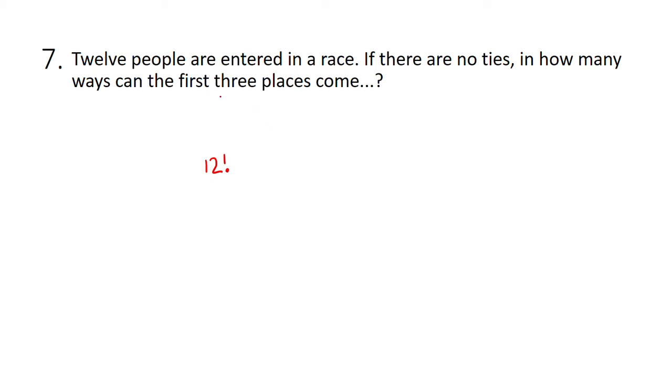Now, if we have the 3 places, and we're asking how many different ways to represent the first 3 places, that means that we can subtract 12 minus 3 to be 9. All we have to do to represent the different combinations of the 3 places is divide by 9 factorial, because we're going to reduce those. So if I have 12 factorial divided by 9 factorial, I can write that as this.